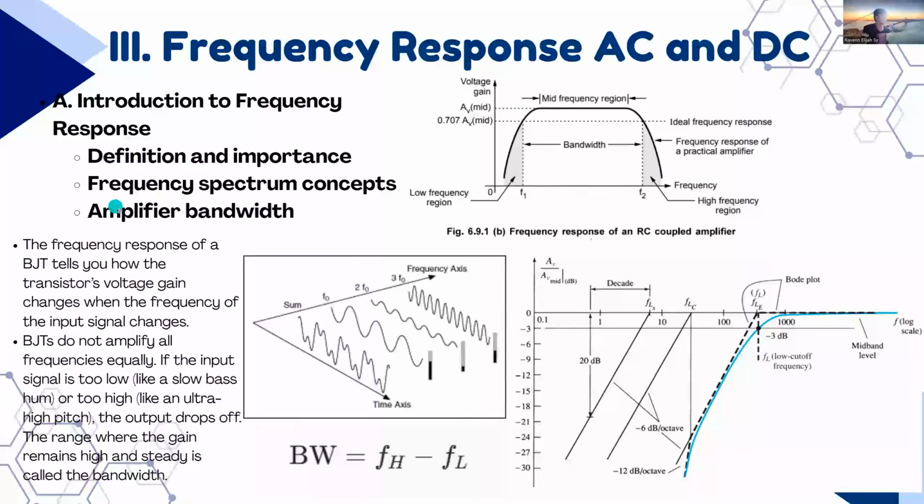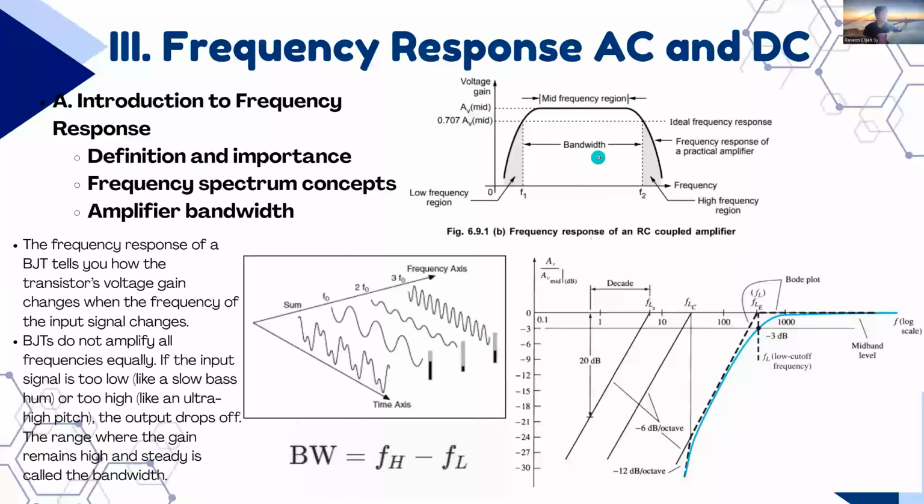So let's talk about the bandwidth. Because the x-axis is frequency, the range of frequencies over which the amplifier operates effectively, from here to here, is called the bandwidth. Bandwidth is strictly bounded by the lower cutoff frequency FL and the upper cutoff frequency FH. This is the FH. This is the FL. Cutoff low, cutoff high.